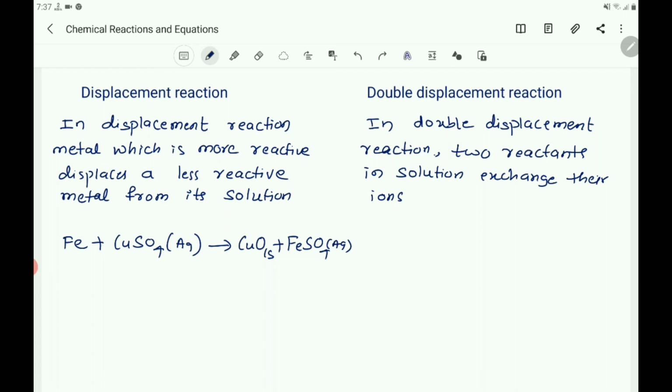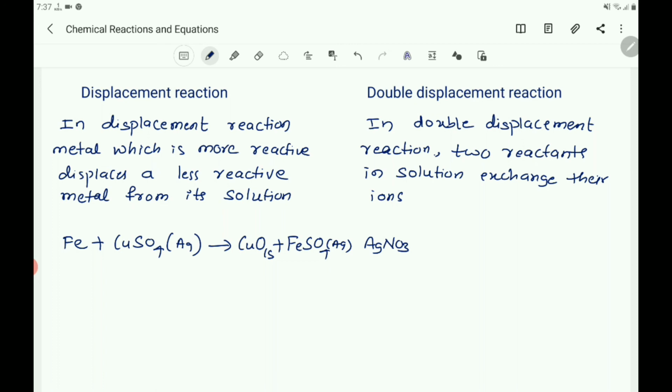And for double displacement, you take AgNO3, which is the aqueous solution, plus NaCl, gives AgCl plus NaNO3. So let us write.